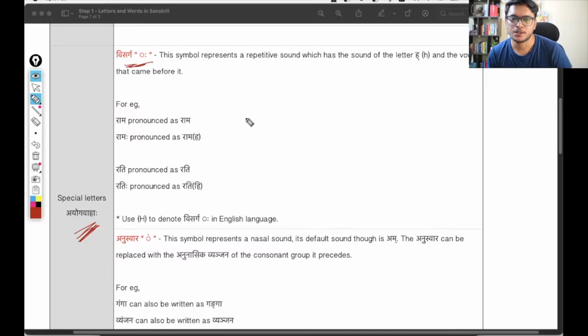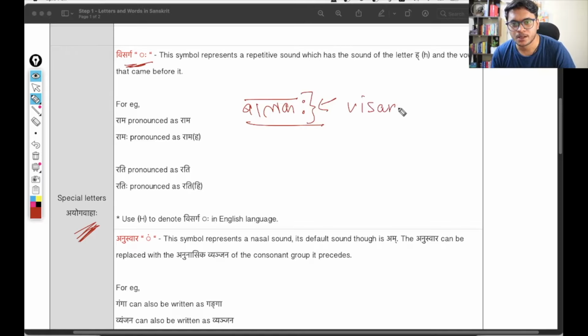What is visarga? Whenever we write something in Sanskrit, suppose I write balak, and then I put two dots, this becomes balakah, and these two dots are known as visarga. Visarg, if you need to know it in English. Visarga. How to pronounce visarga?